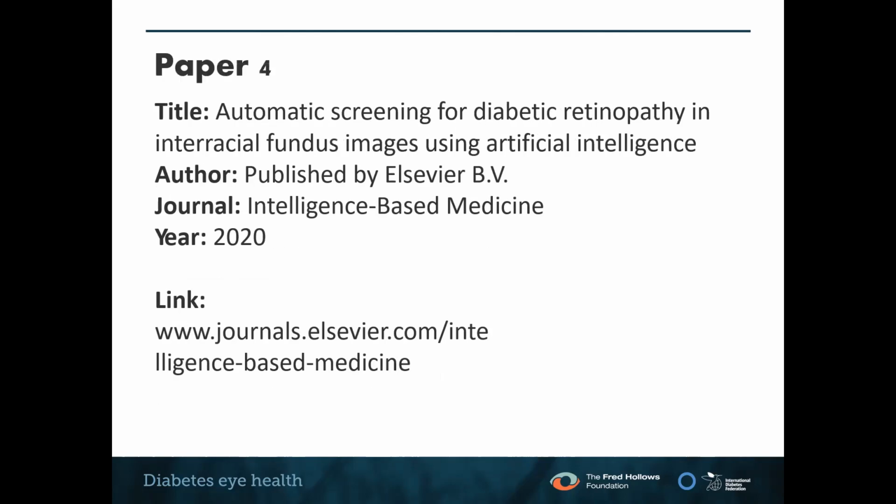Next, paper 4, title of the paper, Automatic Screening for Diabetic Retinopathy in Internet Fundus Images Using Artificial Intelligence. Published by Elsevier BV. Journal, Intelligence-Based Medicine. Year of publication 2020.